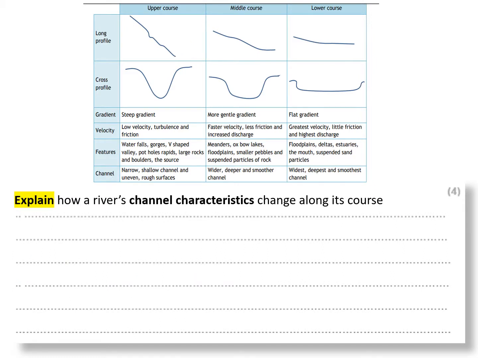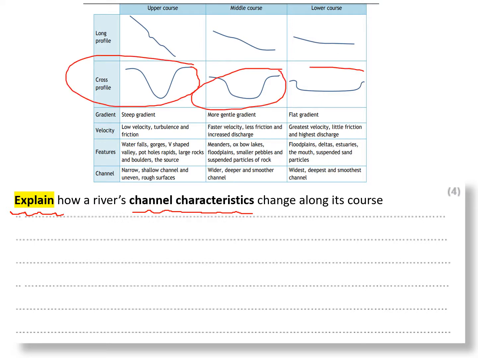So this is where it gets trickier. I'm now asking you to explain how the river's channel characteristics change, and that is a 4-mark question. So we need to do a detailed explanation. The best way of doing this might be to go back to my video demonstration in my outdoor classroom, and at the end of that video you will see that I provide a summary of how the river's channel characteristics change. If you want to make notes or just study your diagram that you've already drawn, that might help you.